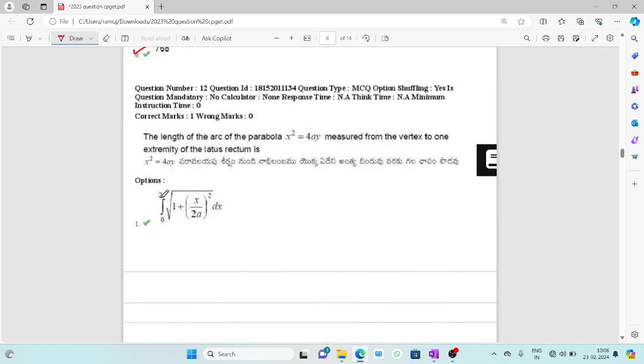So the 12th one is the length of the arc of a parabola x square is equal to 4ay measured from the vertex to one extremity of a latus rectum. He's asking this length of an arc. Whenever these type of questions come, x square is equal to 4ay and y square is equal to 4ax, this is a general thing. Directly you can say that this is the correct option for this.